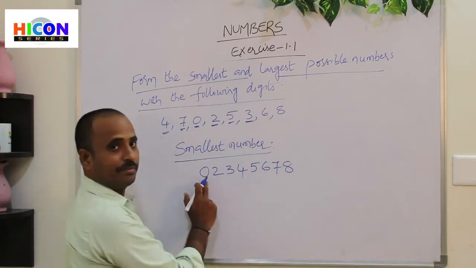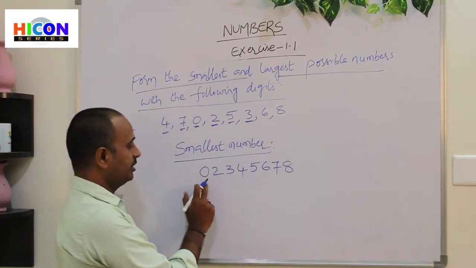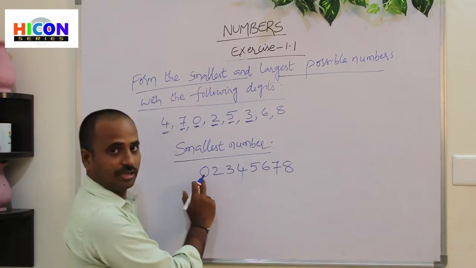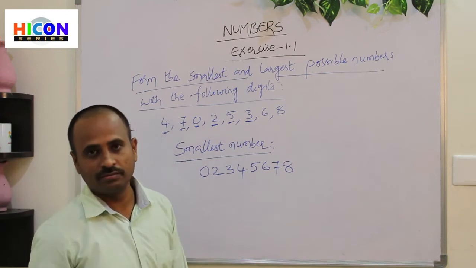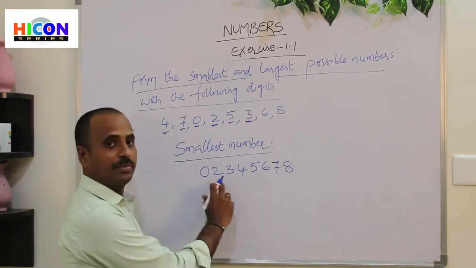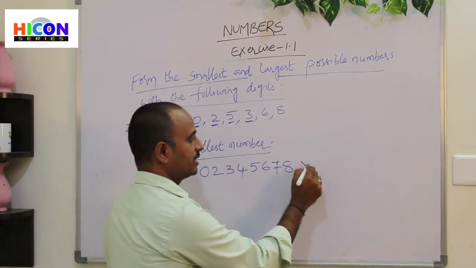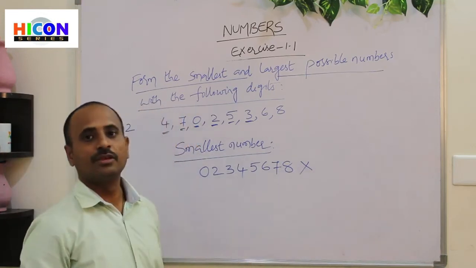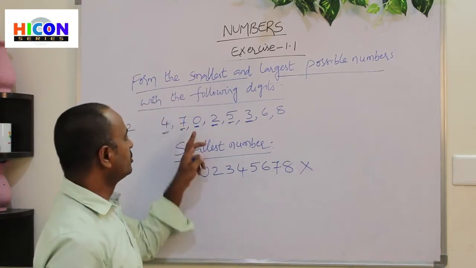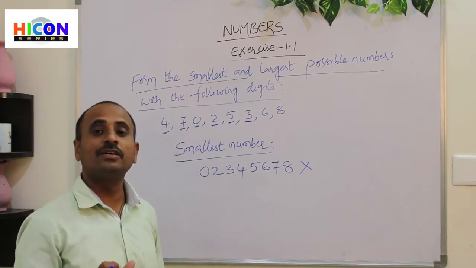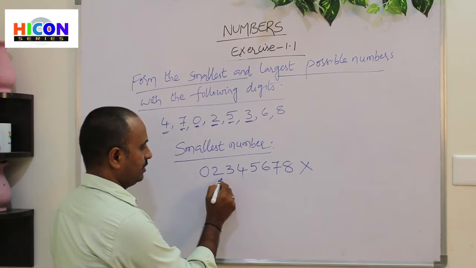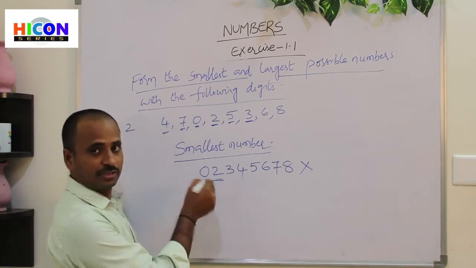But this number started with 0. So any number should not start with 0, because if any number starts with 0, it does not have any meaning. So that's why if there is 0 in the first place, now we have to rearrange the first 2 digits. So here we have to arrange the first 2 digits.